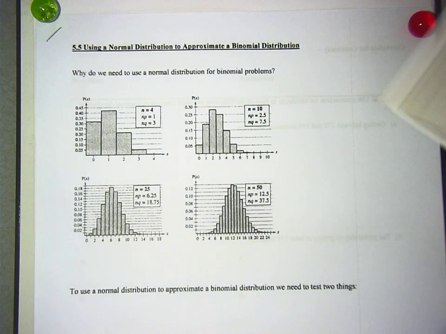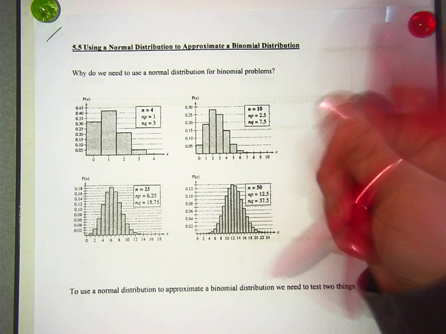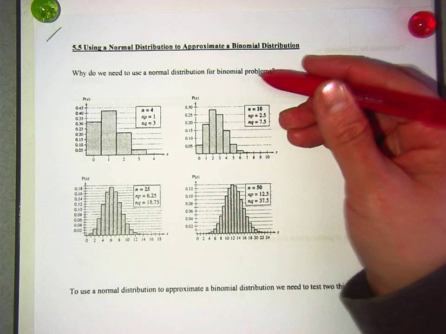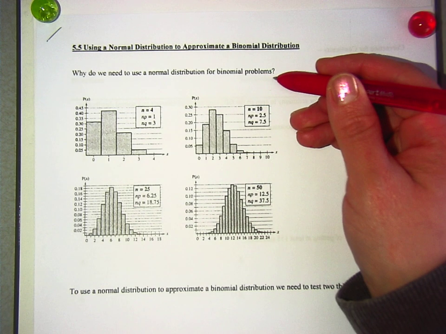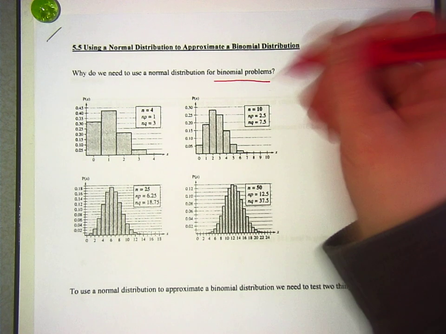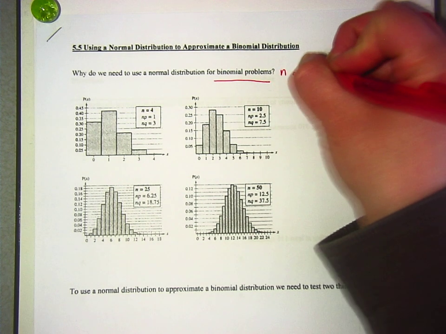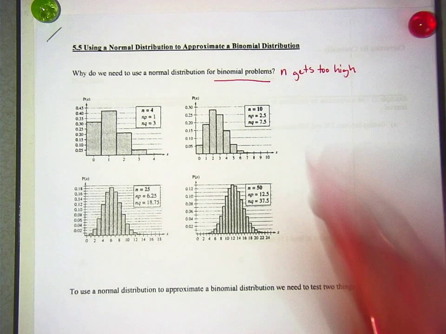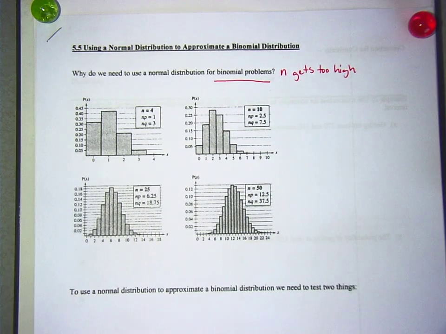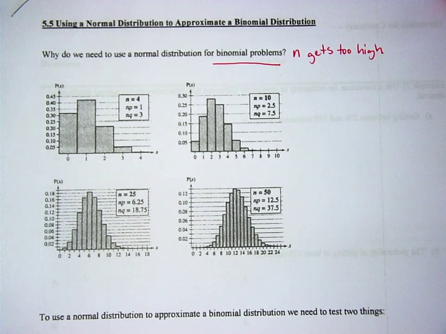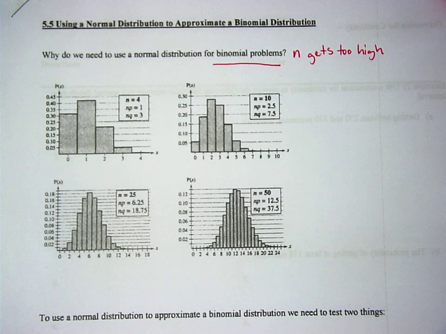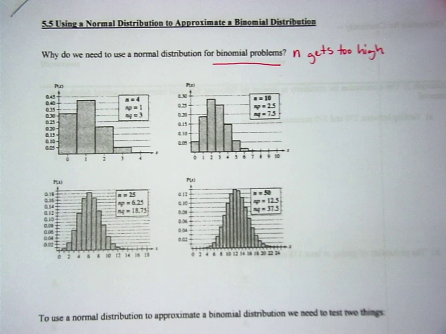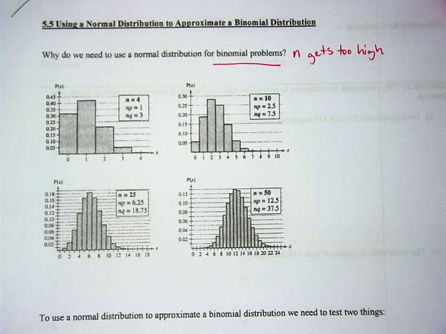Okay. All right. So normal distributions. First of all, why do we have to use a normal distribution for binomial problems? Because eventually, when the n gets too high, your calculator can't do that math anymore, because remember, a part of the binomial formula is a combination, and the combination numbers get too large. So your calculator can't calculate that anymore, and you definitely can't calculate it either.